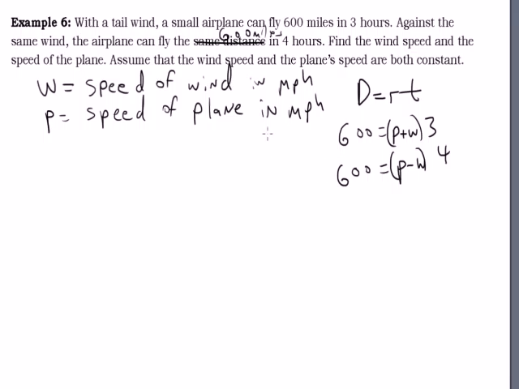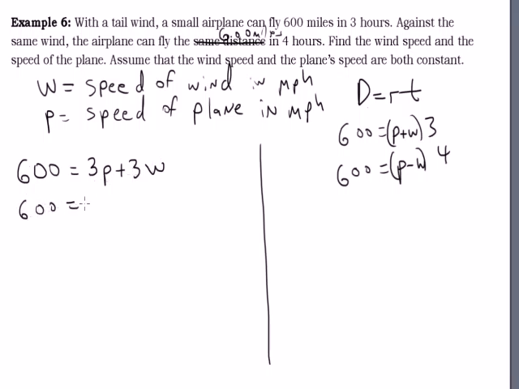Alright, so I'm going to move over to the other side of the screen here. As I do that, I'm going to distribute the 3 for the first equation and distribute the 4 for the second. So my first equation becomes 600 equals 3p plus 3w, and the second equation becomes 600 equals 4p minus 4w. I don't think it's particularly obvious which one you want to use, substitution or elimination. Last time I did this in class, they chose substitution, so I'm going to go with that here.